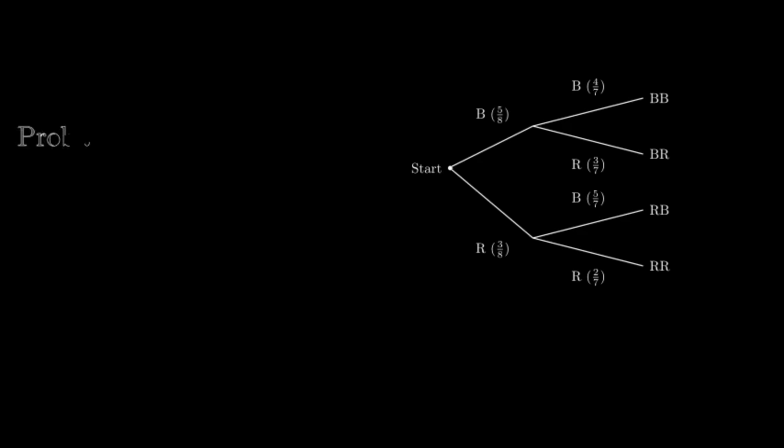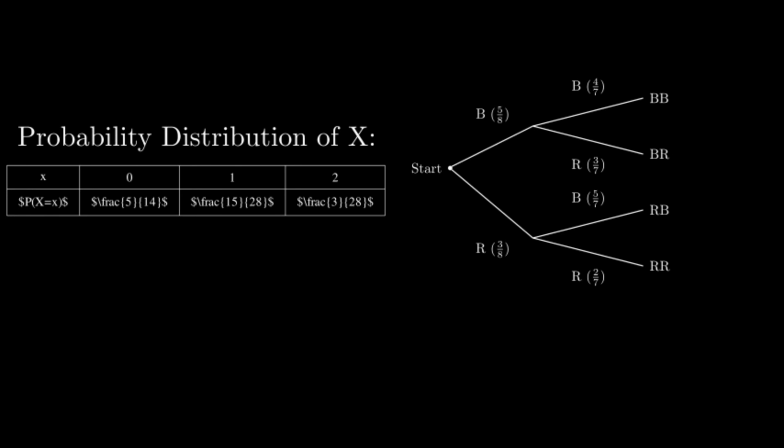We can now present our final answer as a probability distribution table. We list the values of x, which are 0, 1, and 2, and their corresponding probabilities after simplifying the fractions. So P(x = 0) is 5/14, P(x = 1) is 15/28, and P(x = 2) is 3/28. As a quick check, let's add these probabilities. 5/14 is 10/28, so we have 10/28 plus 15/28 plus 3/28. That's 28/28, which equals 1. Perfect, our distribution is correct.